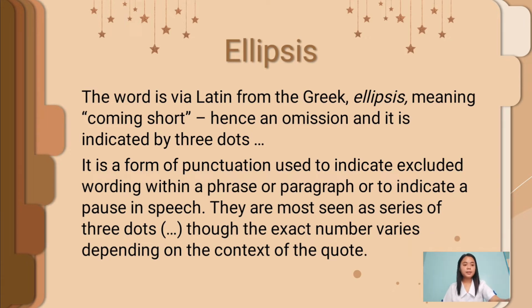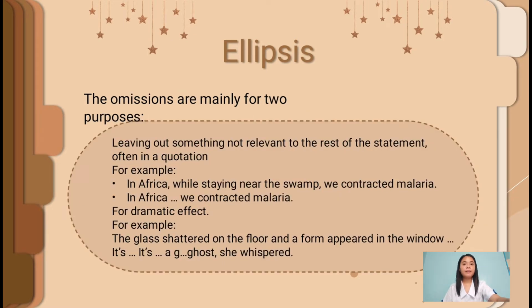In other words, ellipses is a punctuation mark consisting of 3 dots. It is used when omitting a word, a phrase, a line, paragraph, or more from a quoted passage. Ellipses save space or remove a material that is less relevant. So next, we have here the omissions of ellipses. So as I said earlier, ellipses is omission, and it's indicated by 3 dots.